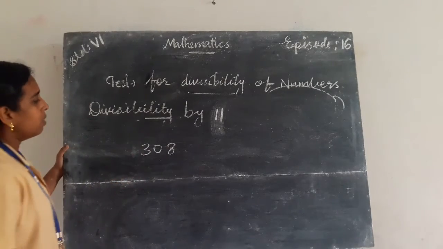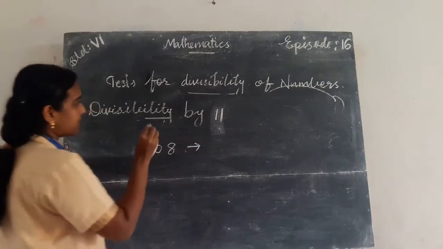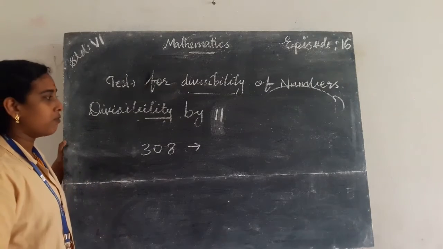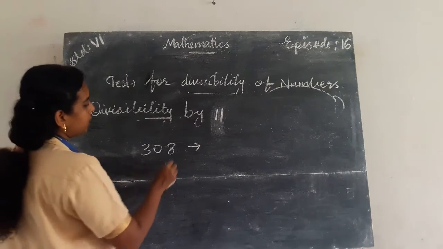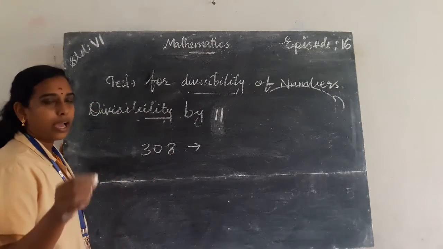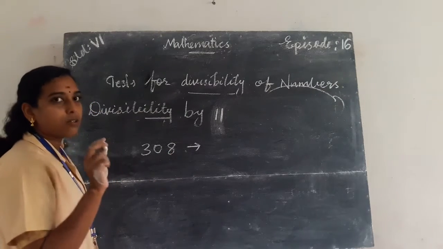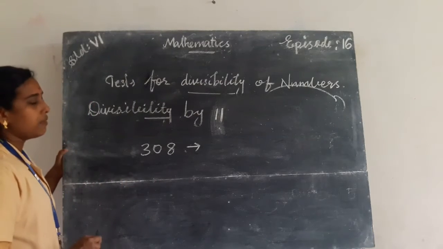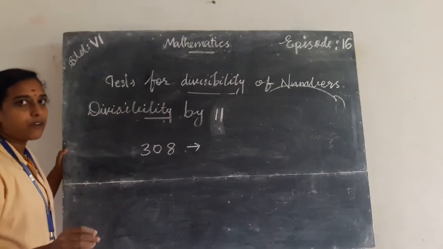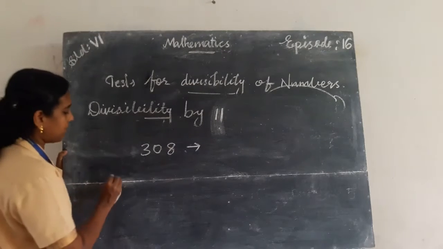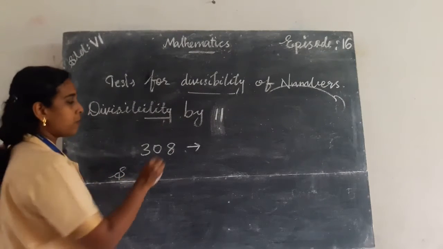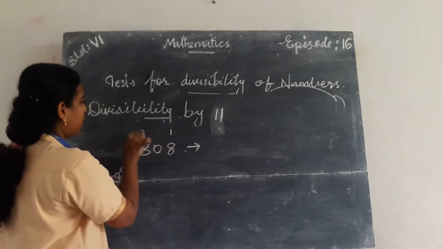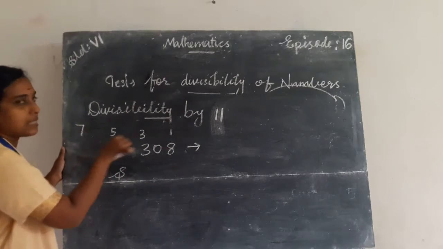308. So we want to say whether this number is divisible by 11 or not. For that, we find the difference of the sum of digits at the odd places and the sum of digits at the even places. So first we find the sum of digits at the odd places. Odd place means, from the right, 1, then 3, 5, 7. These are the odd numbers.